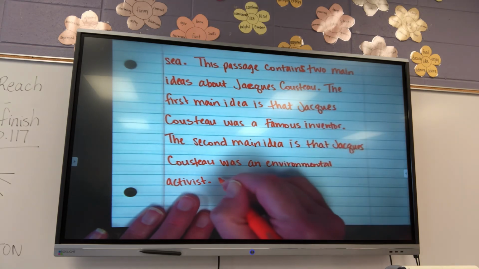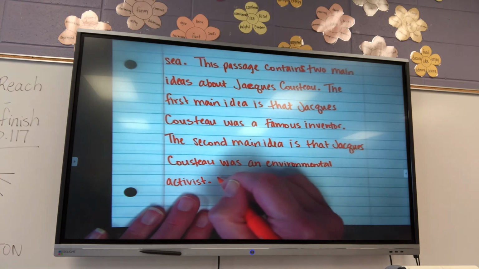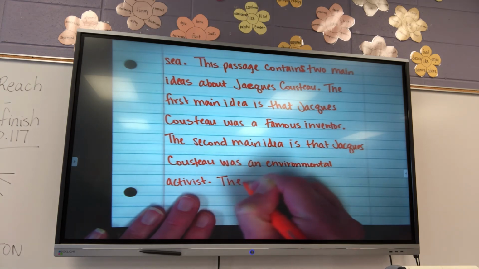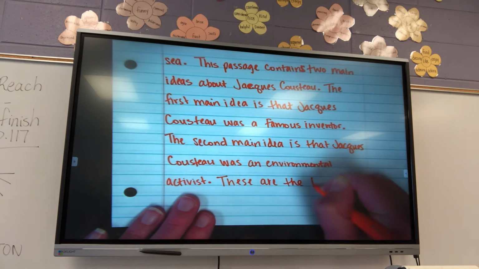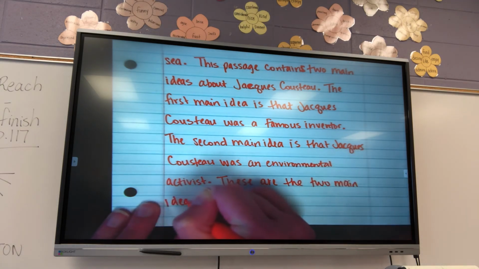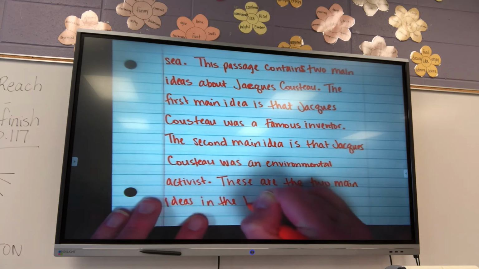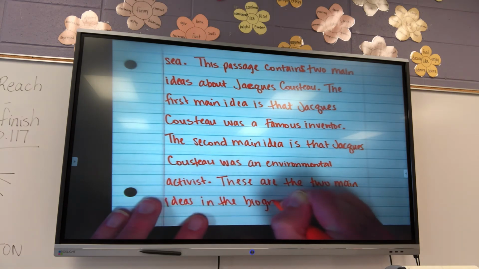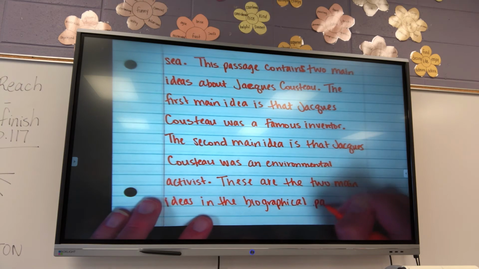These are the two main ideas in the biographical, big word, passage.